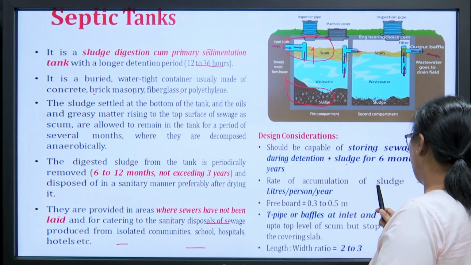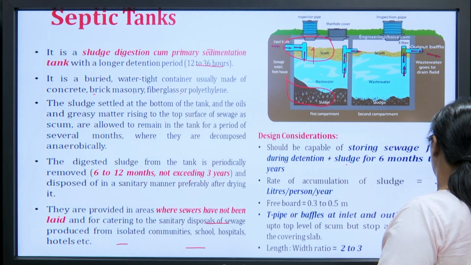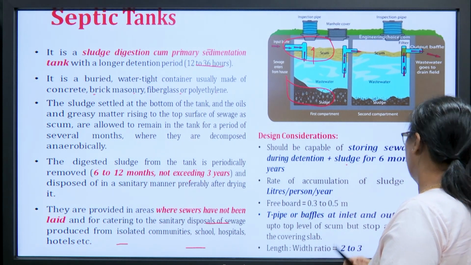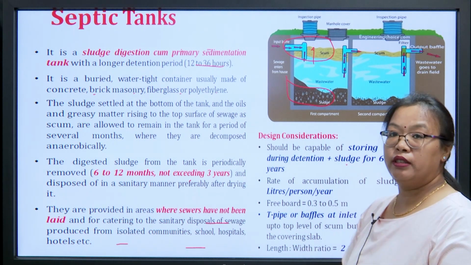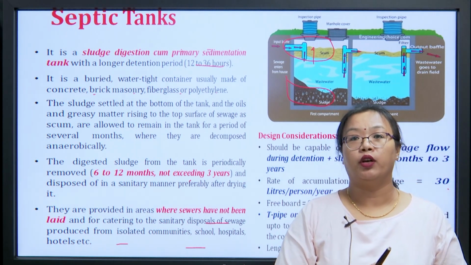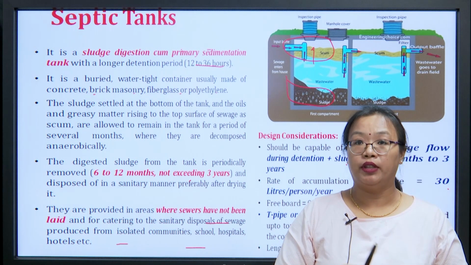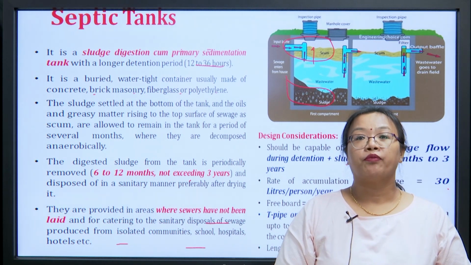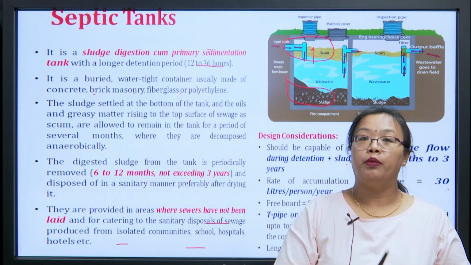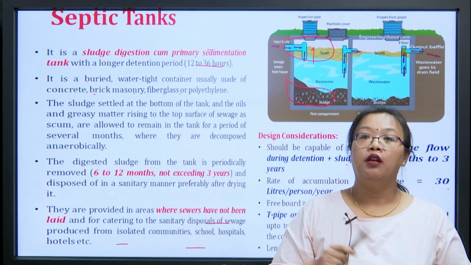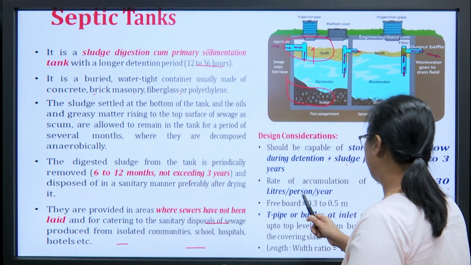Rate of accumulation of sludge is 30 liters per person per year. तो अगर, for example, अगर आप एक घर के लिए, you imagine you have 10 members in the house, okay, और उसके लिए आप डिज़ाइन करें, so you will measure, so we will say that 10 persons at the rate of 30 liters per person per year.